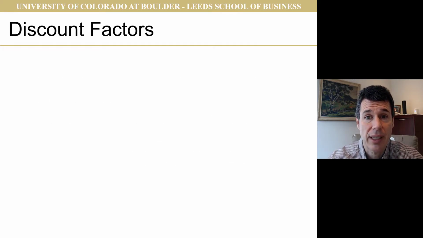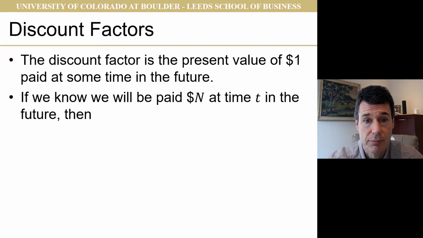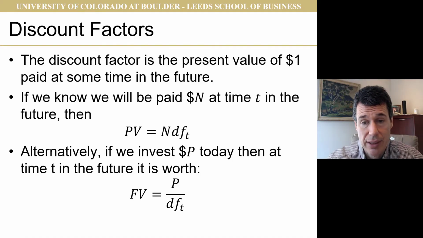Now, discount factors is a new concept for most of you. So the discount factor is the present value of a dollar paid at some time in the future. And if we know, for example, we're going to be paid N dollars at time t in the future, then the present value of N dollars is N times the discount factor at time t. Alternatively, if we invest P dollars today, then at time t in the future it is worth future value equals P divided by discount factor.